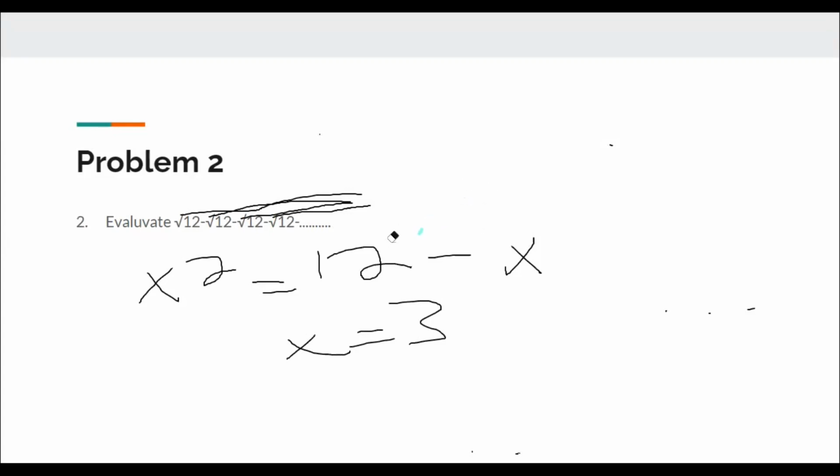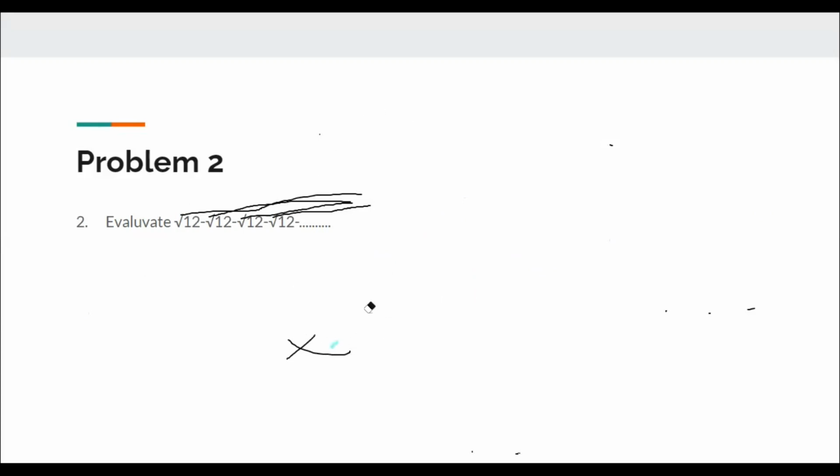Remember, for these type of expressions, your answer is always going to be positive, mainly because of the square root, which has a positive root. You cannot take the negative answer. Do not do that.